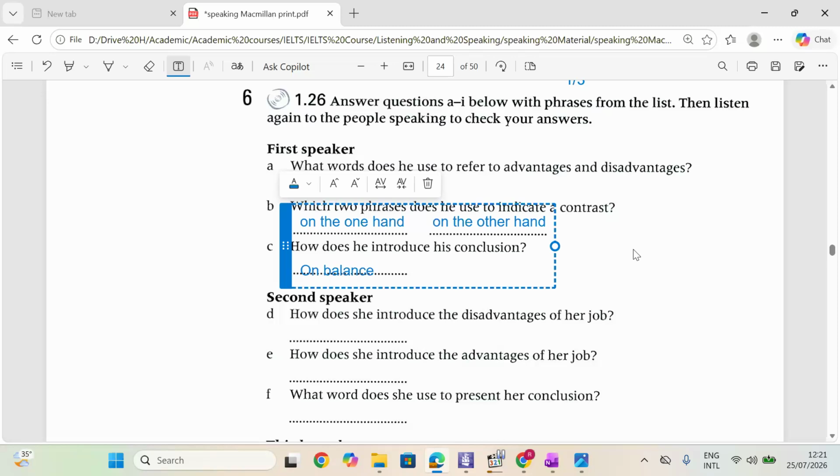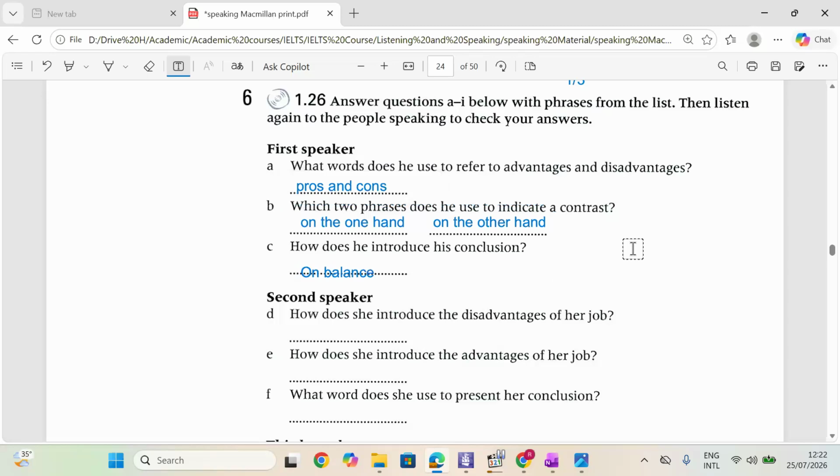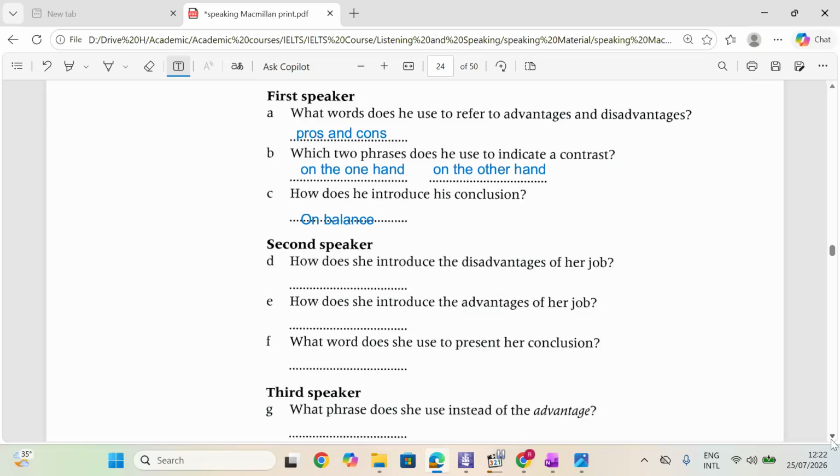So for the conclusion, the speaker started with on balance. Okay. So instead of using to sum up or in conclusion, we can learn synonyms like on balance to start our conclusion. Okay. The second speaker, how does she introduce the disadvantages of her job? How does she introduce the advantages of her job? And what word does she use to present her conclusion? Listen and write.